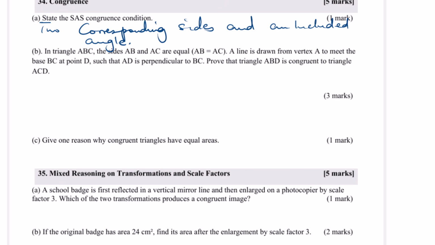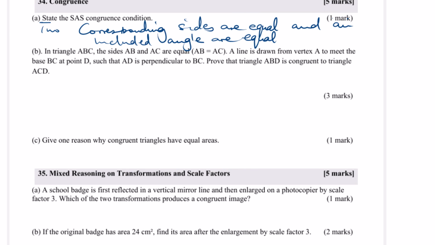They must be equal. Actually, let me state that clearly here. The two corresponding sides are equal, and the included angle is equal. So a very good example, I can draw it here. This is what we mean by SAS. You have these two. Let me draw a better one.